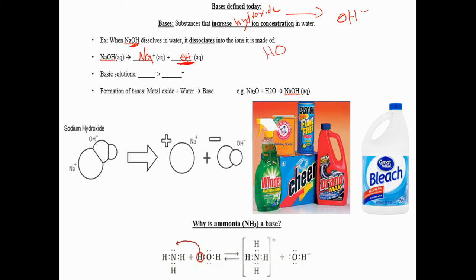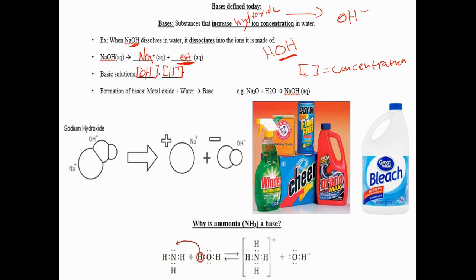So if you look at water, that's the other part of the water. So a basic solution has a higher concentration of OH- compared to H+. By the way, these square brackets mean concentration. You can think of it as amount for now, or amount in a volume.